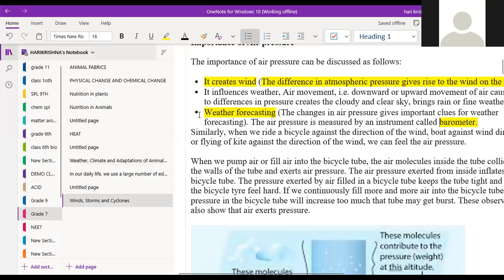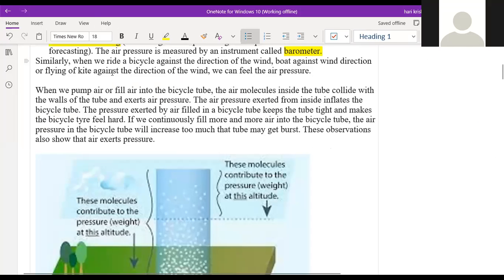So here they have given one example. We can feel the air pressure only. We cannot see the air pressure, right? When you are moving against the winds, you can feel the air pressure of a particular region. When you ride a bicycle against the direction of the wind, or a boat against the direction of wind, or when you're flying a kite against the direction of wind, you can feel the air pressure. We cannot see it directly, but we can feel it.